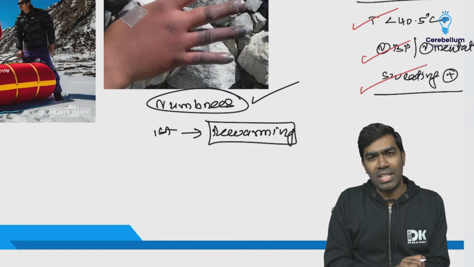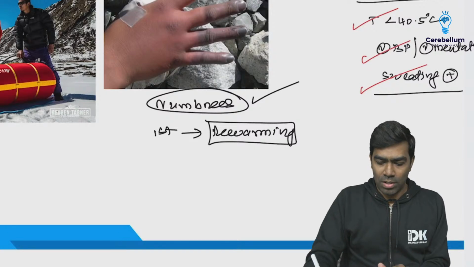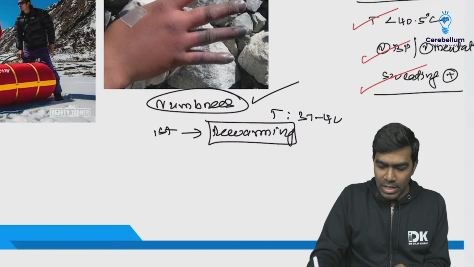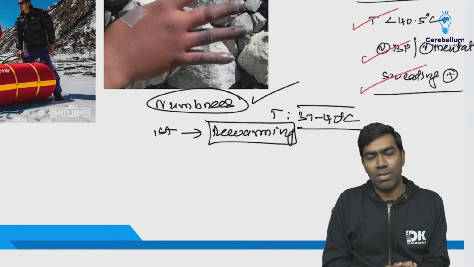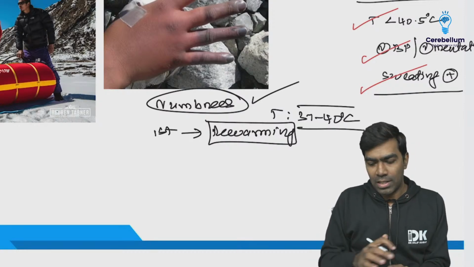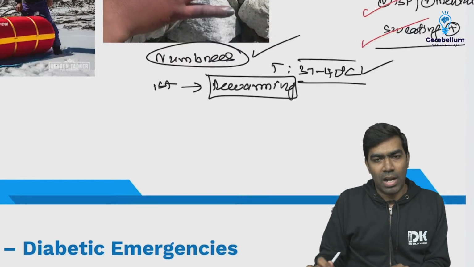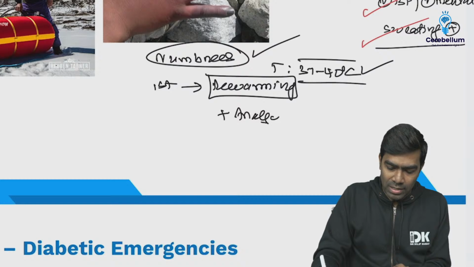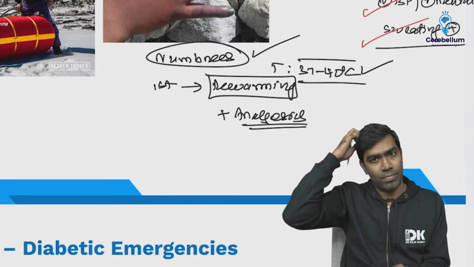And rewarming is excruciatingly painful. The temperature of the rewarming solution is going to be somewhere around 37 to 40 degrees Celsius. That's the ideal temperature that you have to keep, and it's very, very painful. That is the reason why often we have to give analgesics. Analgesics are very, very important during rewarming.